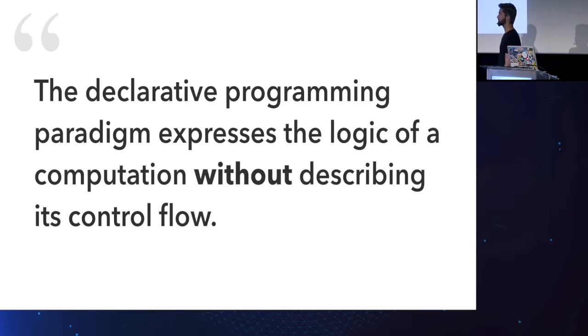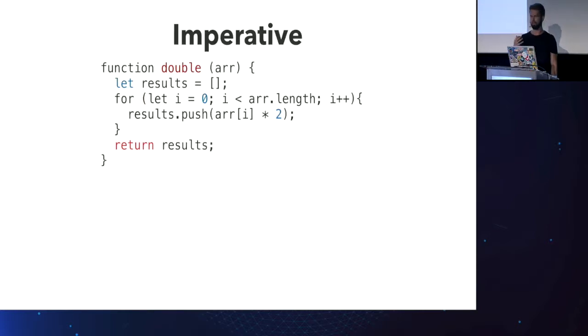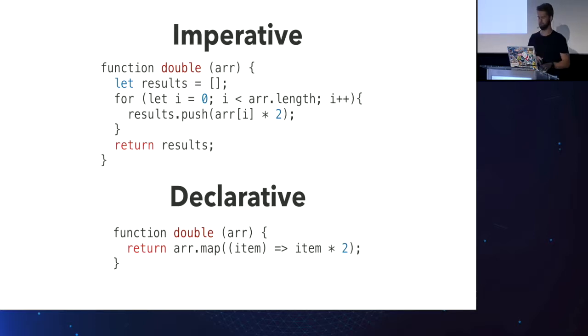So when we bring this back to programming, let's say we want to double values in an array. In an imperative way, what we would do is we create a new array, we iterate over the old array, we double all the values, we push them in, and we return the new array. Declaratively, we would just use array.map and say, I don't care, they are values, and I want to double them.